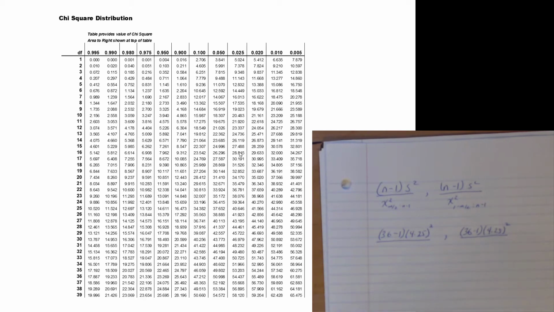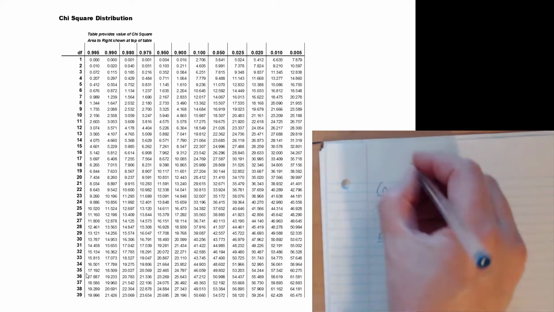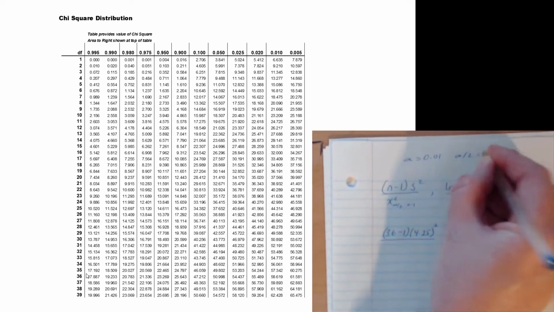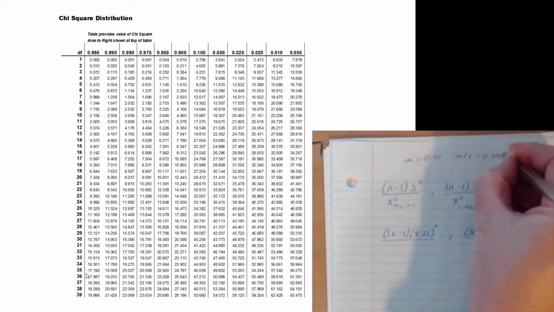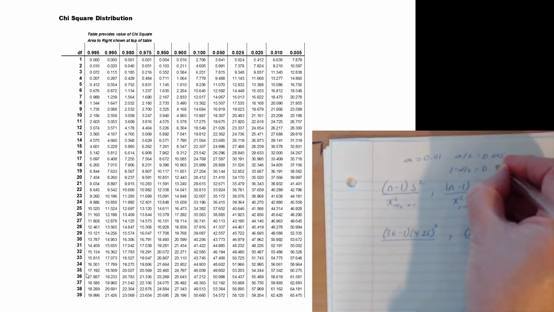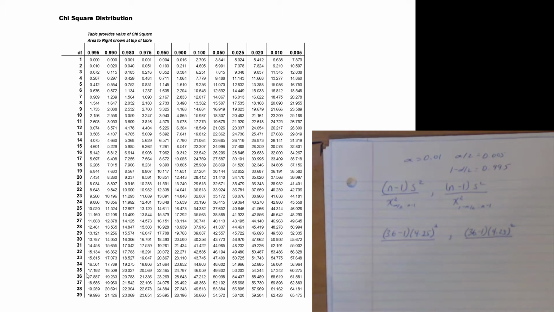Okay, so next step is we need the chi-squared statistics. Right, so we can go in our tables. We have our degrees of freedom of 35. So I can go down to the row with 35, and I have alpha over 2. So what did I want? I wanted a 99% confidence interval. So that means alpha 0.01, alpha over 2 is 0.005, and 1 minus alpha over 2 is 0.995.